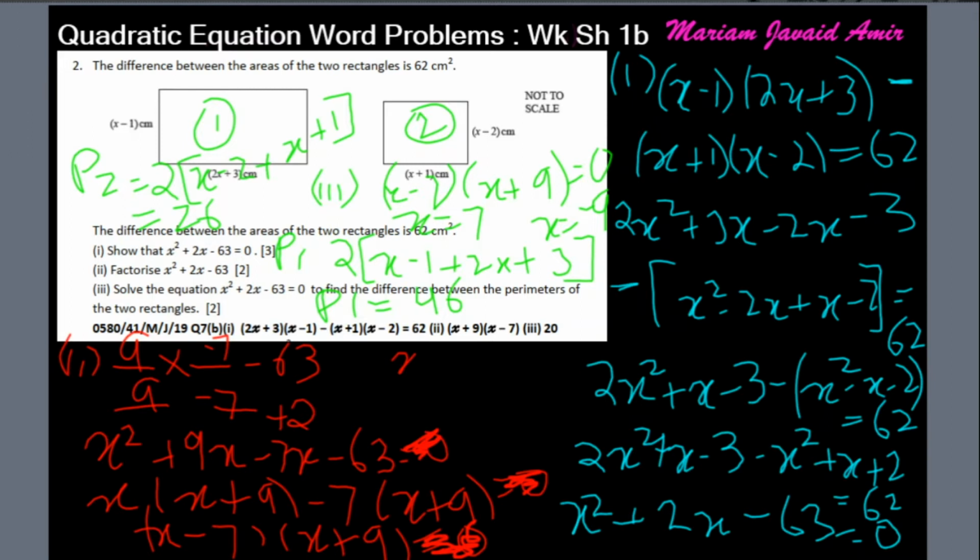So now the difference of the two perimeters is simply 46 minus 26, which gives us 20. So the answer for this question is 20.